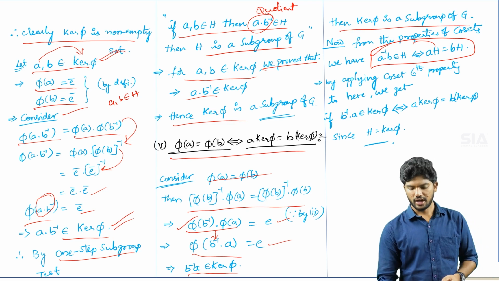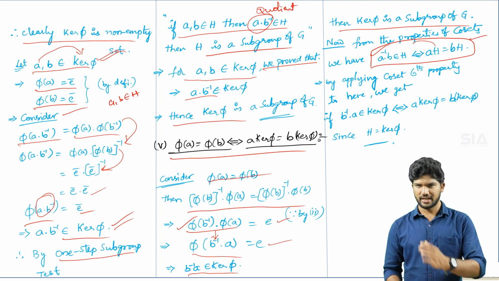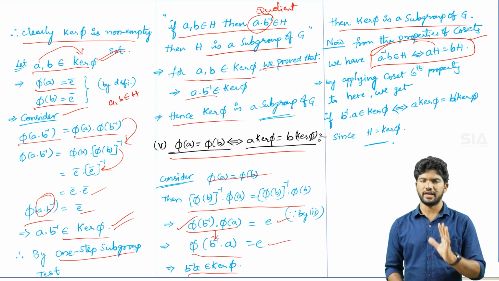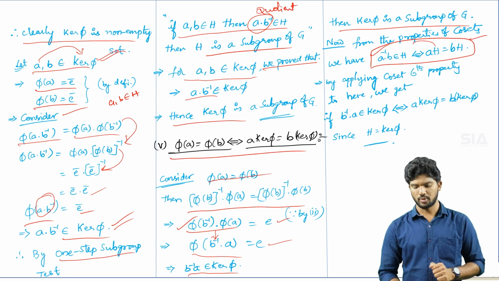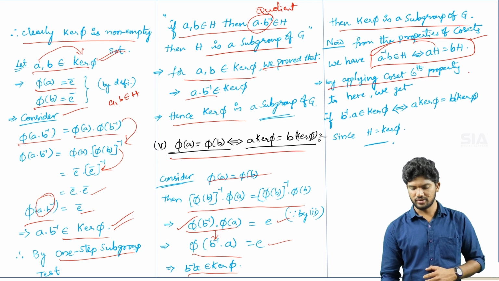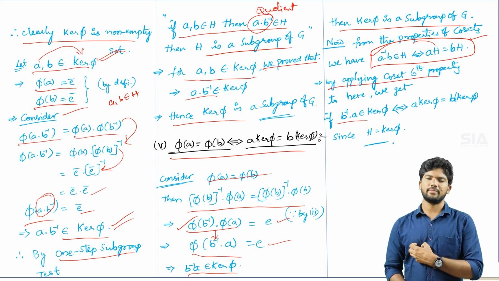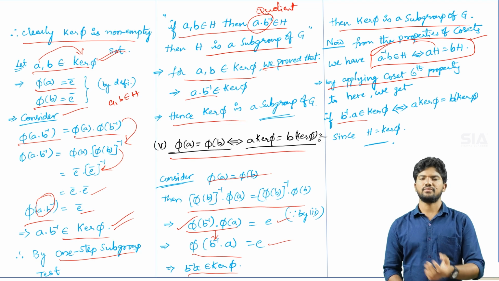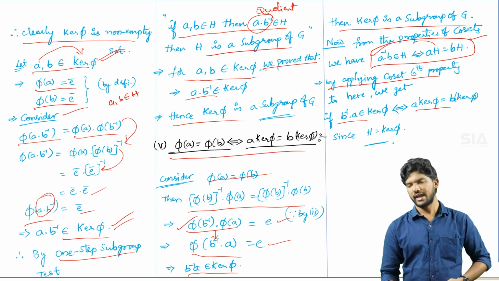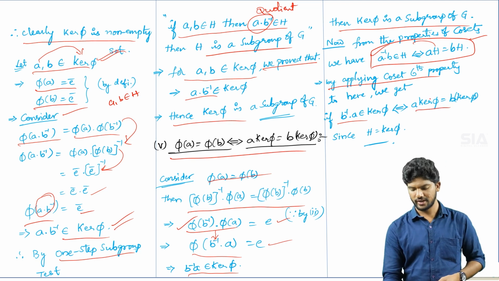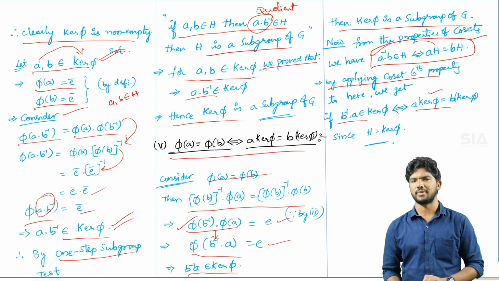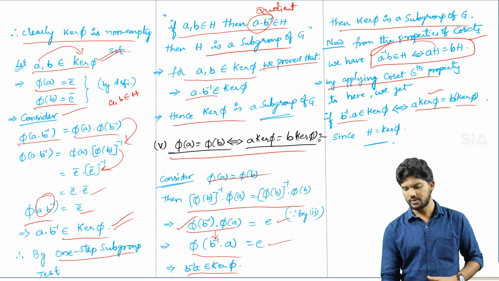So now from the properties of cosets, that is the sixth property out of 10 properties, this is the sixth property. Now by applying the coset sixth property here, we get that b inverse into a belongs to kernel phi if and only if a into kernel phi, in place of h here we have kernel phi, is equal to b into kernel phi.